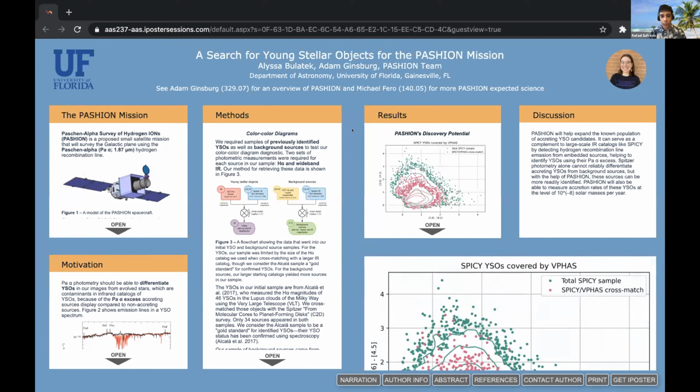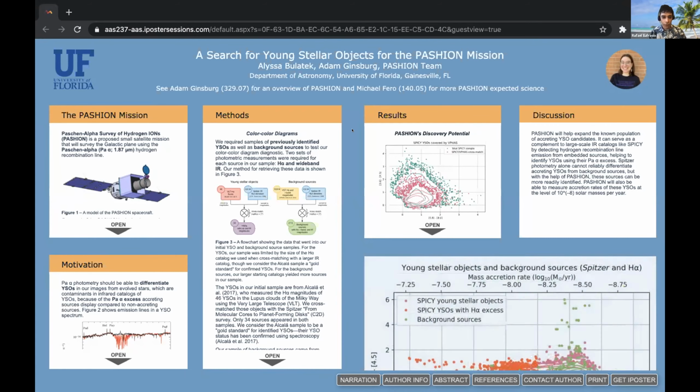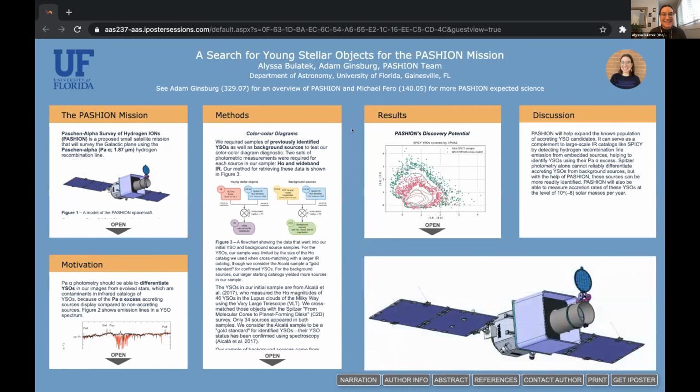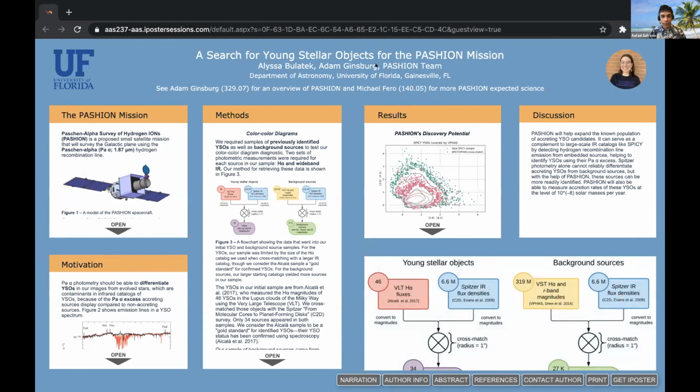Adam Ginsberg says, I'm afraid these might be more questions for my iPoster than for Alisa's. So if you're interested, look at Adam's poster. I think that's a good idea. Cool. Great job, Alisa. Thank you very much. Thank you. And so Adam posted the link for his poster there. Is there anything you want to clarify? You still have some time.